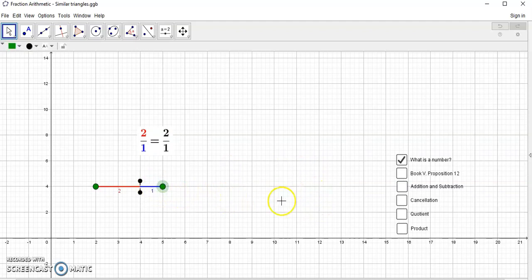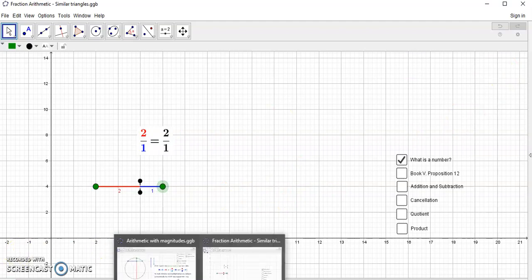And that's pretty much all I have. So I hope this answers the question of how we go from magnitude to number.